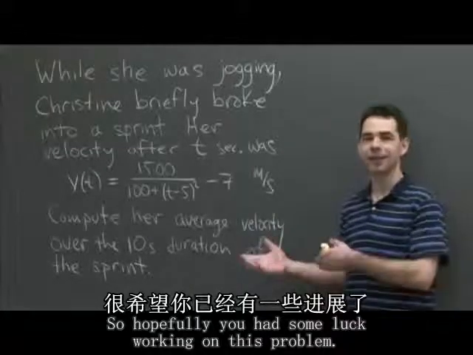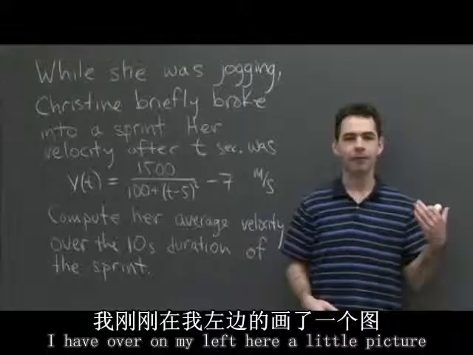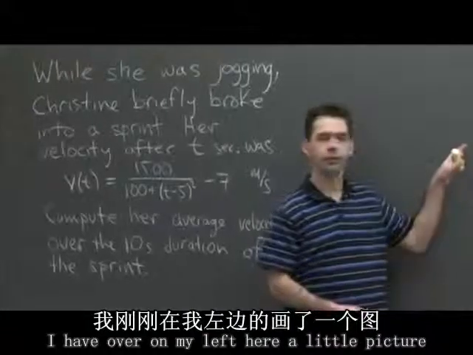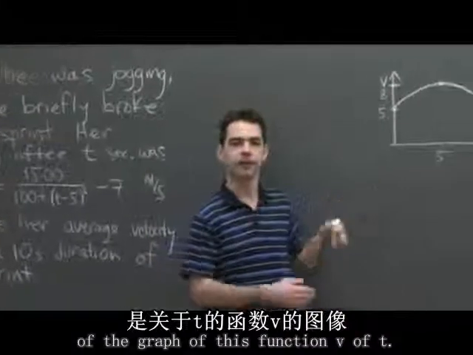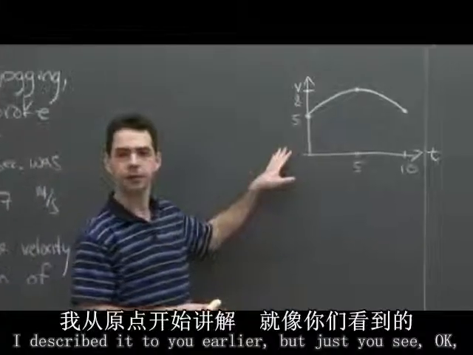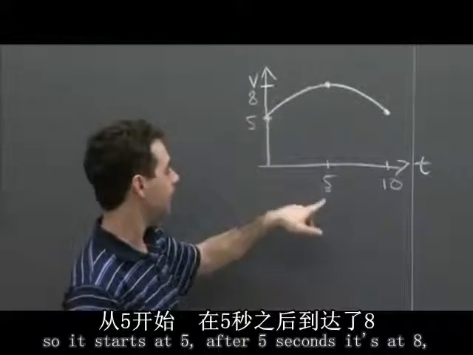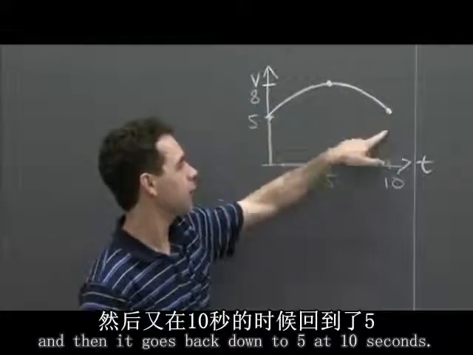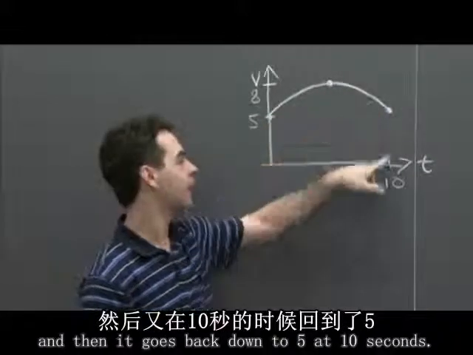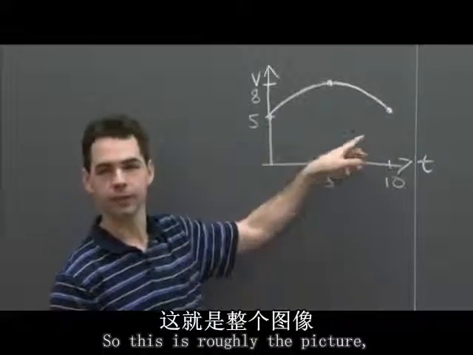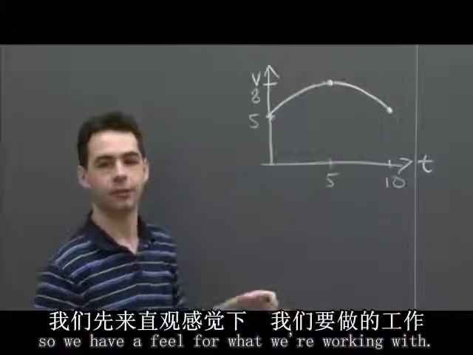So hopefully you had some luck working on this problem. I have over on my left here a little picture of the graph of this function v of t. I described it to you earlier, but you see, OK, so it starts at 5. After 5 seconds, it's at 8, and then it goes back down to 5 at 10 seconds. So this is roughly the picture, just so we have a feel for what we're working with.